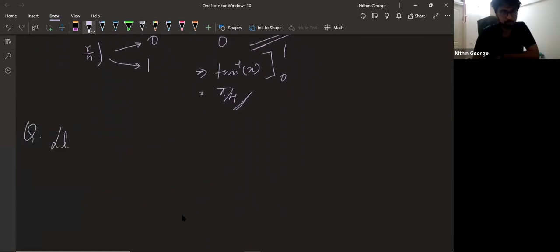Okay. Try a little more difficult version of this. Limit n tends to infinity, n factorial by n power n, whole raised to 1 by n. Okay, this is what you need to find.